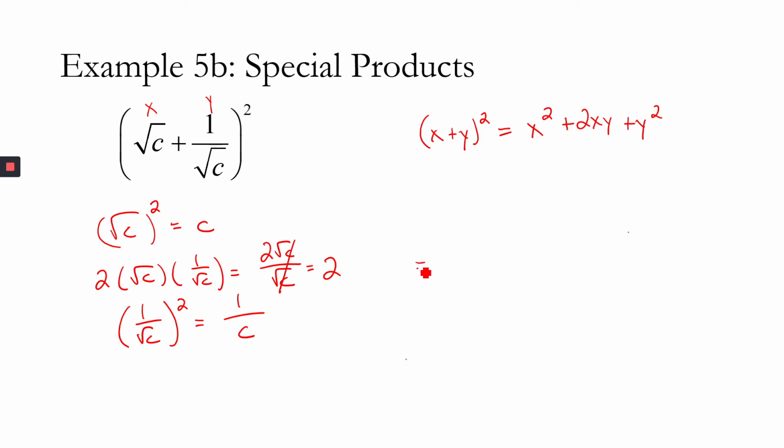So then we can combine those three little pieces. So we'll have c plus 2 plus 1 over c. That's our final answer. If you want to prove to yourself why these properties are so helpful, try to FOIL this out. You should get the same answer, but I will tell you that the work will probably be a little bit more difficult.